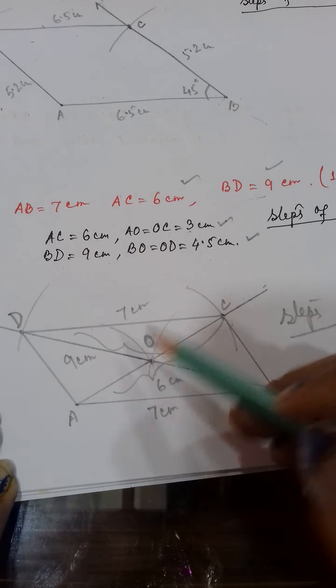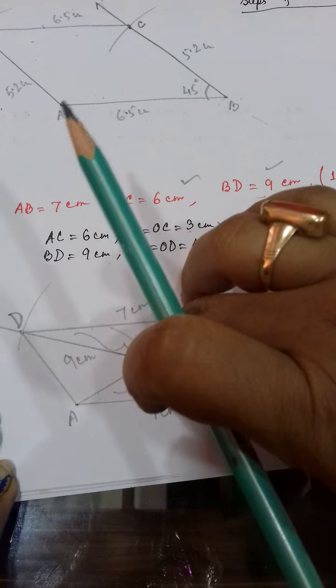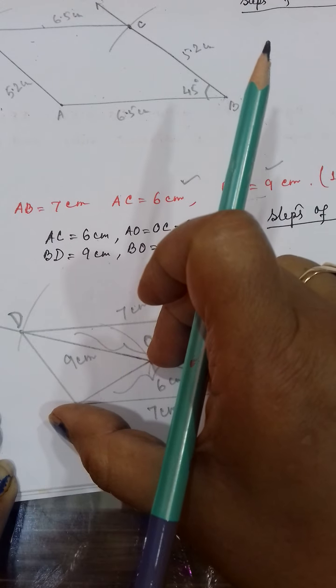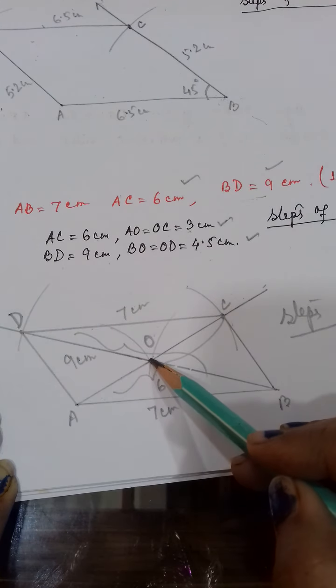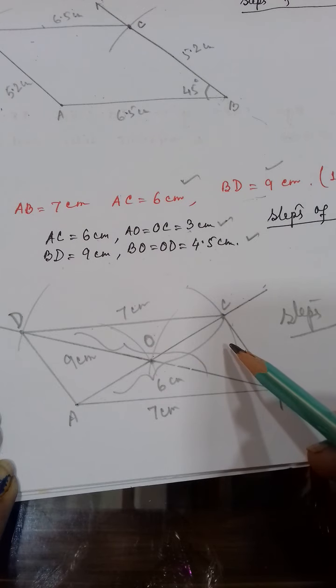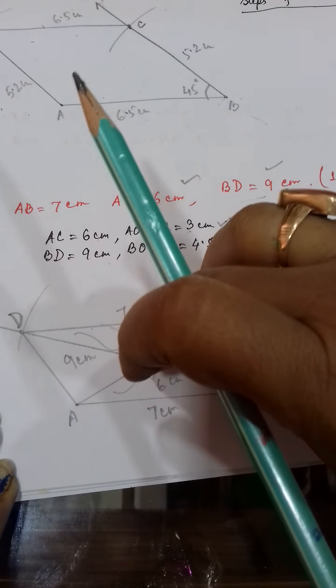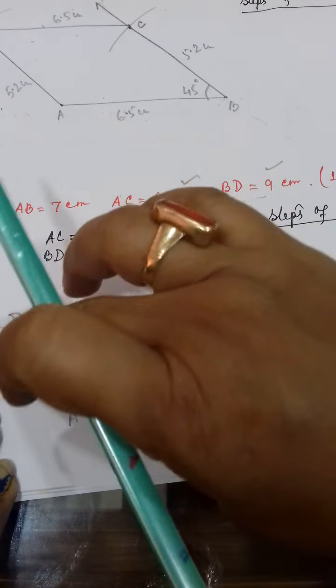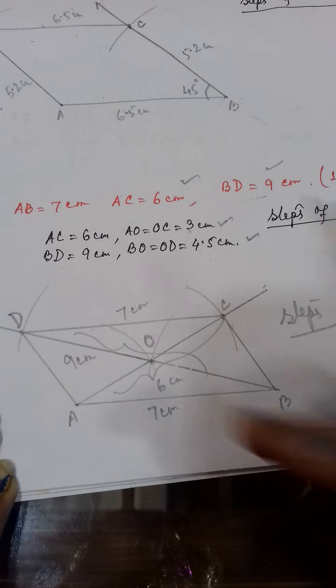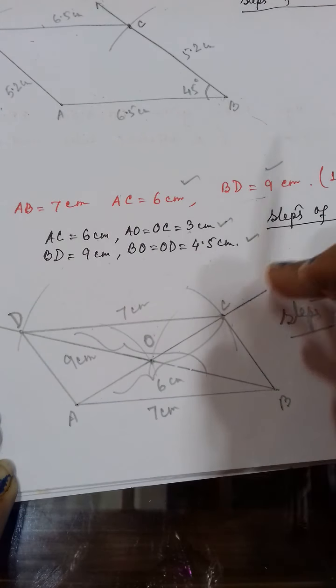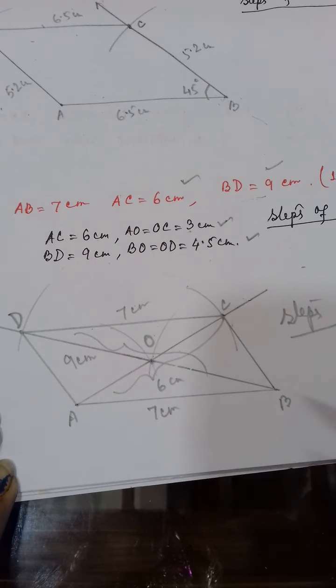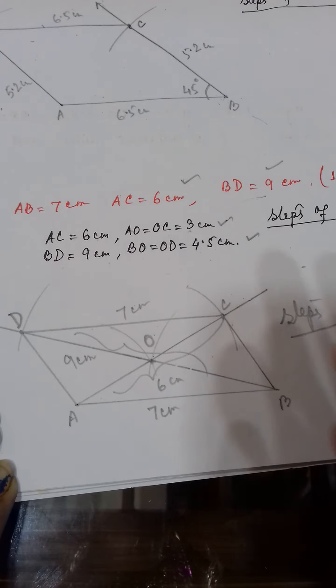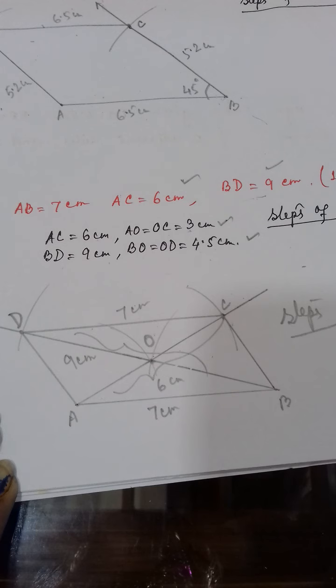Then with O as the center, by taking the same measurement, suppose OA, by taking the OA measurement with O as the center, you will draw an arc. Again with the OB measurement with O as the center, you will draw another arc. Then you will produce the line which will intersect the arcs. Next you join the points. So this is the construction of a parallelogram. Clear? With that you write down the steps. Got it?